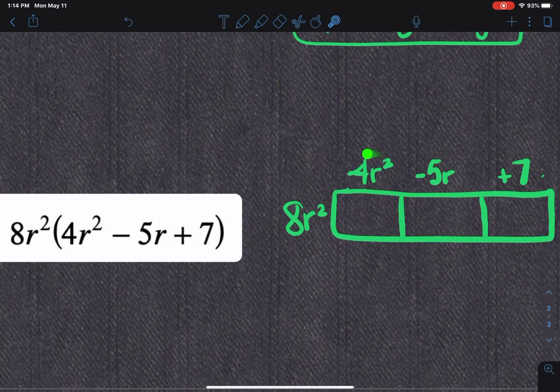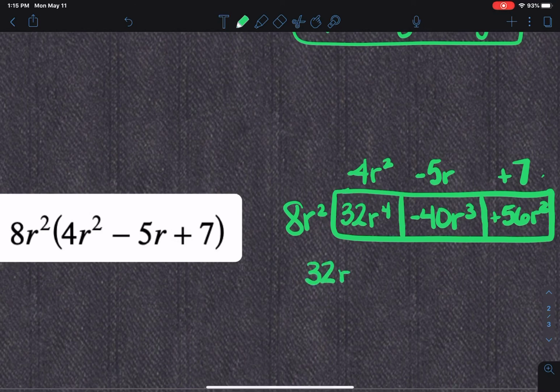Now I'm going to start taking this and multiplying it by each piece. 8r squared times 4r squared is 32r to the fourth. Now remember with the exponents, if I have 2 and 2, when you multiply them together, you have to add the exponents. So that becomes 4. Okay, now 8r squared times negative 5r is negative 40r to the third. It's 3 because there's 2 here and we assume this is a 1, so it's 3 altogether. Now 8r squared times positive 7 is positive 56r squared.